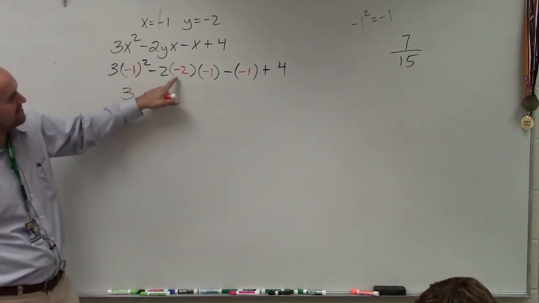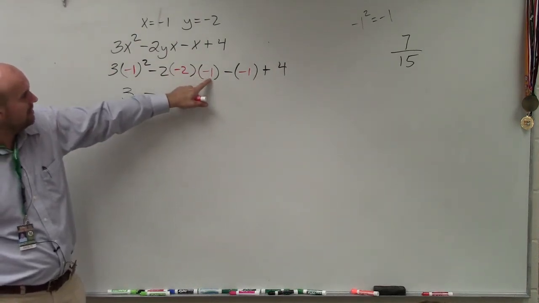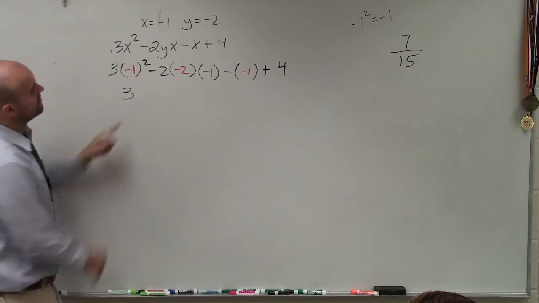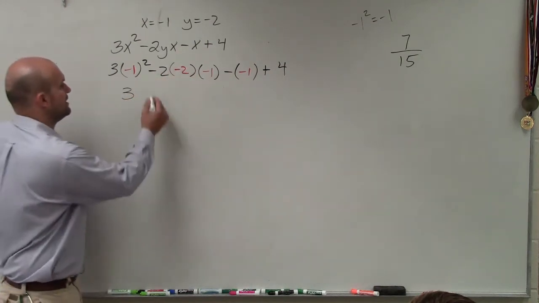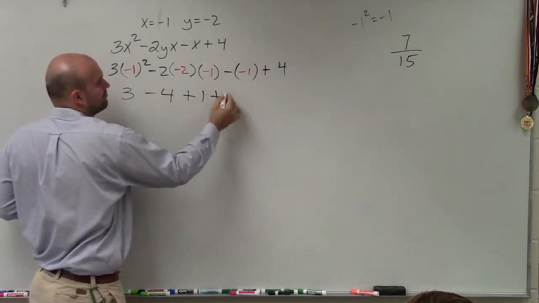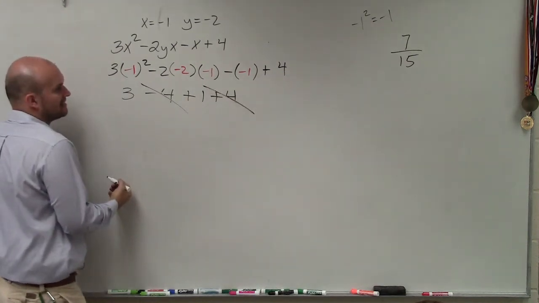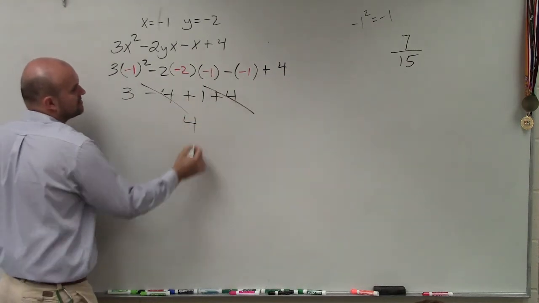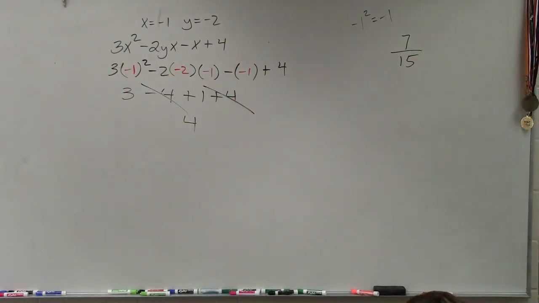Here, I have a negative times a negative, which is +4. A negative times a negative is a +4, times -1 is -4. Negative times a negative is +1. Plus 4, well, the 4's add to 0. 3 plus 1 is now equal to 4. Does that make sense? Questions on that?